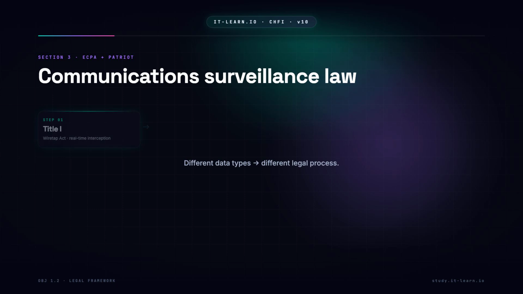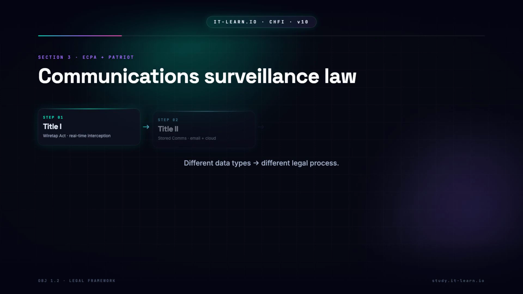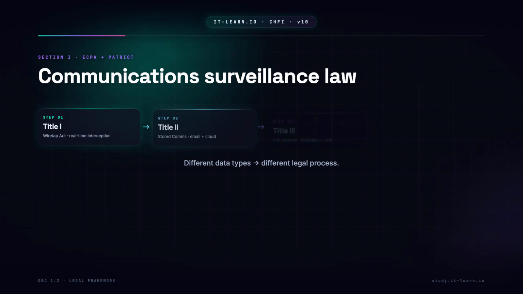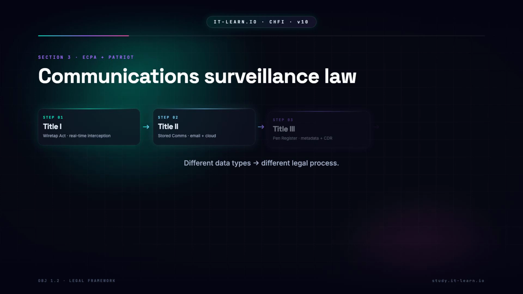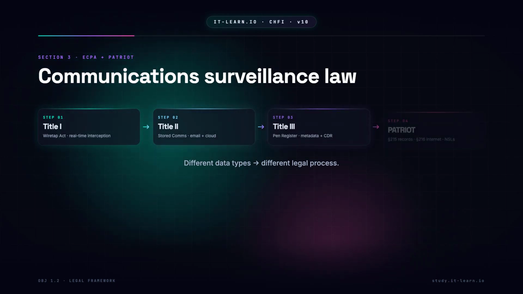Next, the Electronic Communications Privacy Act, ECPA. 3 titles you need to know. Title 1, the Wiretap Act, prohibits real-time interception of electronic communications. Title 2, the Stored Communications Act, SCA, governs access to stored emails and cloud storage, requires legal process. Title 3, the Pen Register Act, governs collection of call detail records and metadata.